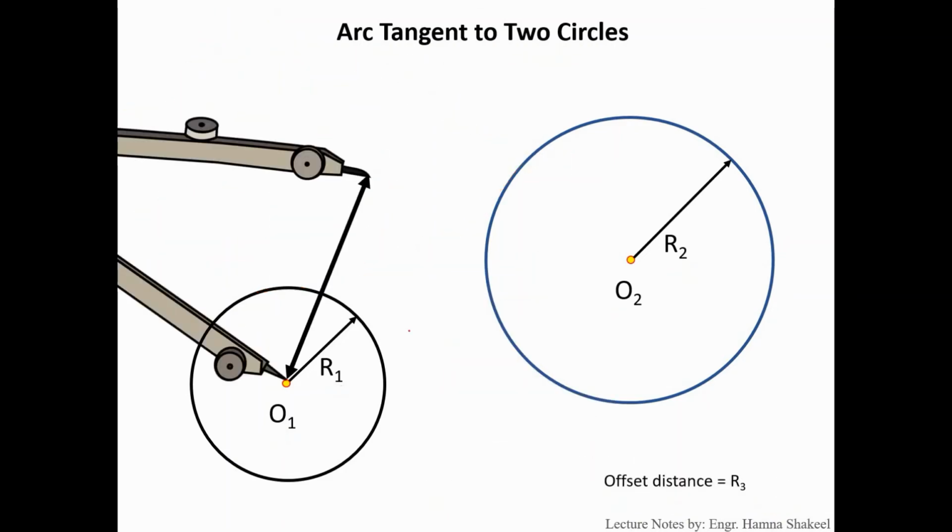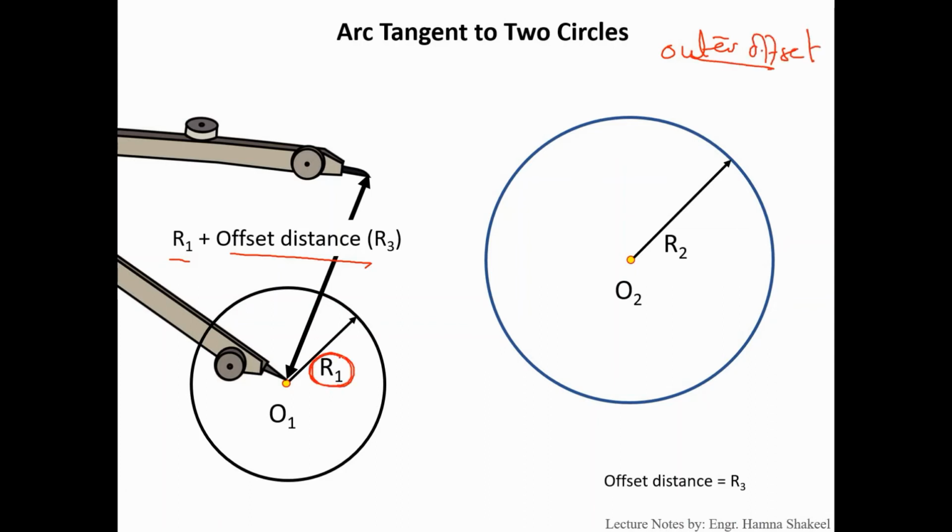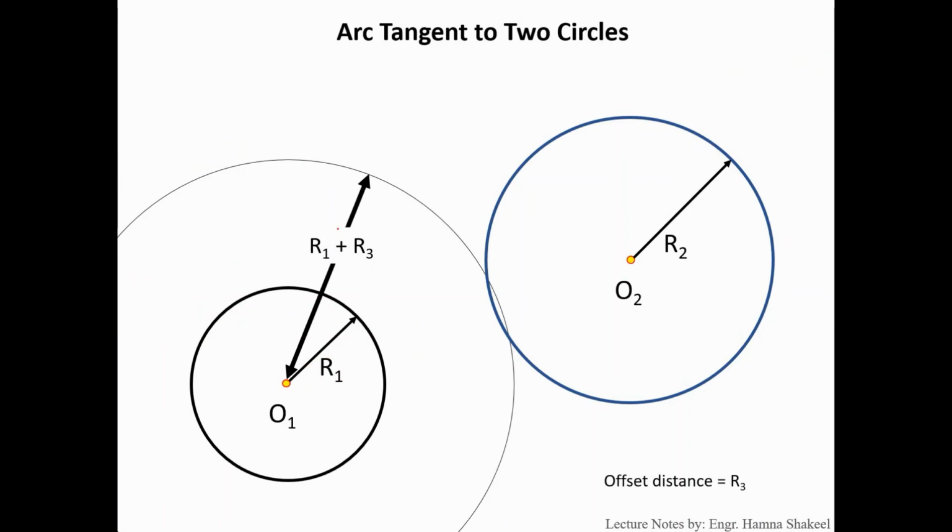The first step is to take your compass and open it equal to R1 plus offset distance R3. Because we are taking the outer offset, we have to add the actual radius. In this case, the actual radius is the radius of circle number 1, that is R1, and the offset distance is R3. When you add the two, you can draw a circle, and you have got an offset circle having the radius R1 plus R3.